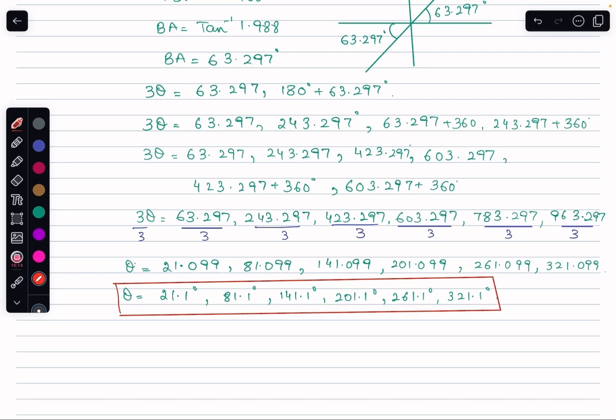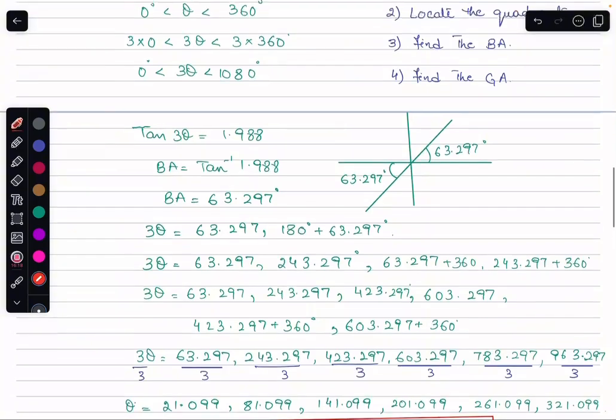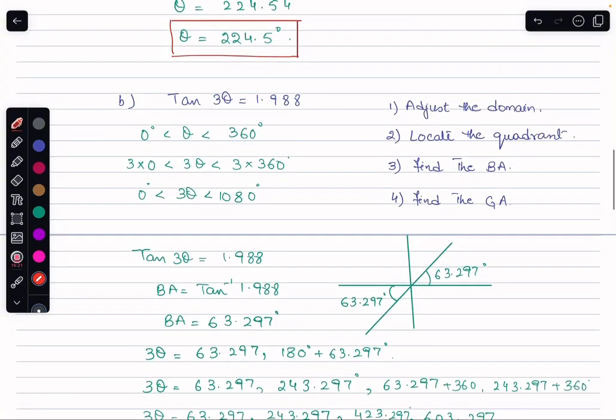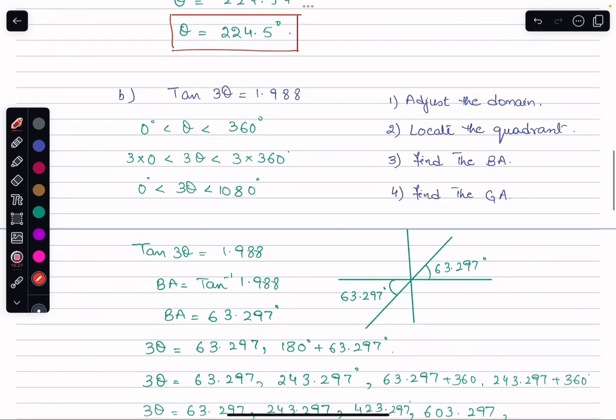So this is how such questions for complex angles are done with respect to the 4 steps that we have: number 1, adjust the domain, locate the quadrant, find the basic angle, and then find the general angle. So let's do some questions with respect to the radian mode as well.